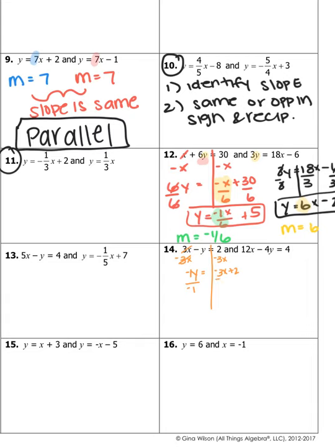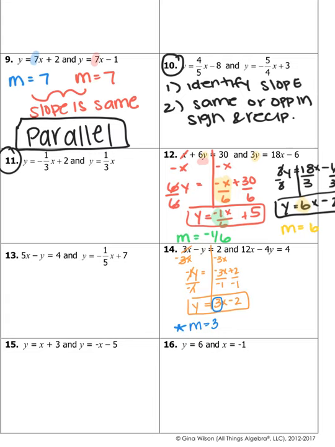So to get rid of it, I'm going to divide everything by negative 1. I'd be left with y equals negative 3 divided by negative 1 is positive 3x, and then 2 divided by negative 1 is negative 2. So this is my equation on 14. So my slope would be 3. So you have to solve it for y before you can determine the slope.